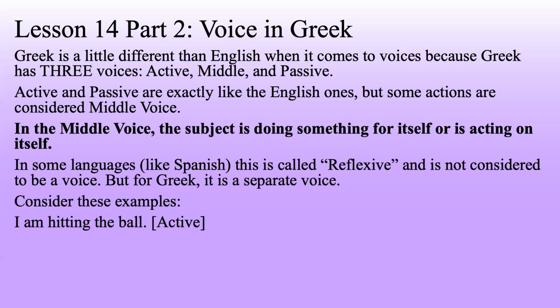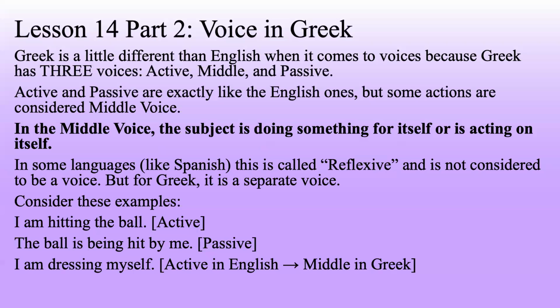Consider these examples. I am hitting the ball. That's active. The ball is being hit by me. That's passive. I am dressing myself. In English, this is active. In Greek, this is middle. Now, in English, we have to have this extra pronoun here at the end. That's our direct object. I am dressing who? I am dressing myself. But in Greek, you would not need to supply an extra pronoun. It would be contained in the verb itself, in the voice of the verb.